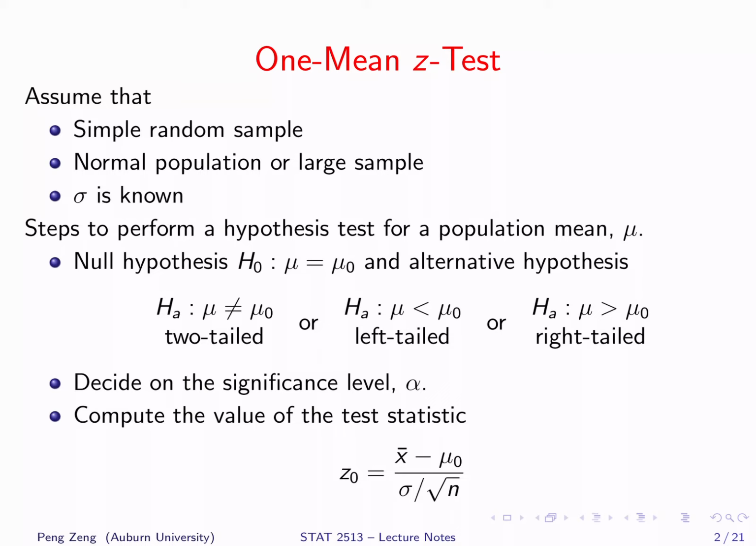The assumption of a simple random sample makes sure that the observations are independent of each other. The normality assumption can be weakened if the sample size is large. Notice that the mathematical justification lies in that the distribution of the sample mean x bar is normal. If the sample size is large, the sample mean x bar always approximately follows a normal distribution no matter what the population distribution is. This is guaranteed by the central limit theorem.